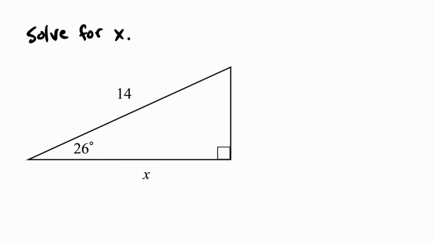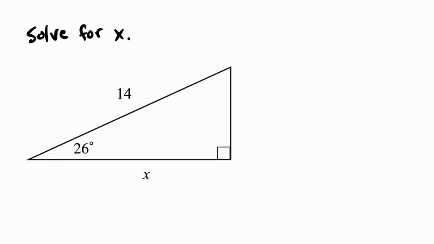In this problem, we want to solve for x, or one of the missing sides of this right triangle. Now, to do this, we're going to use trig. There are some steps that we always follow whenever we want to solve for a missing side using trig.